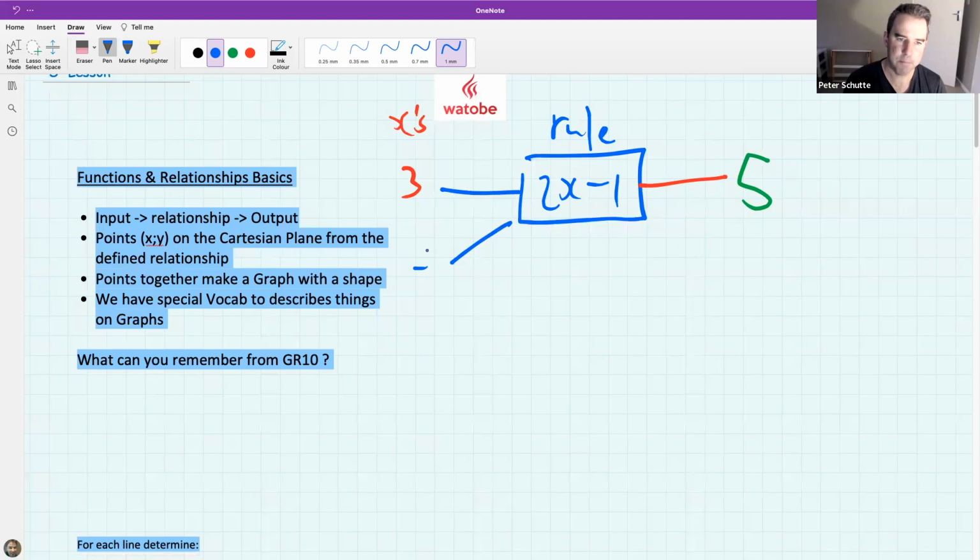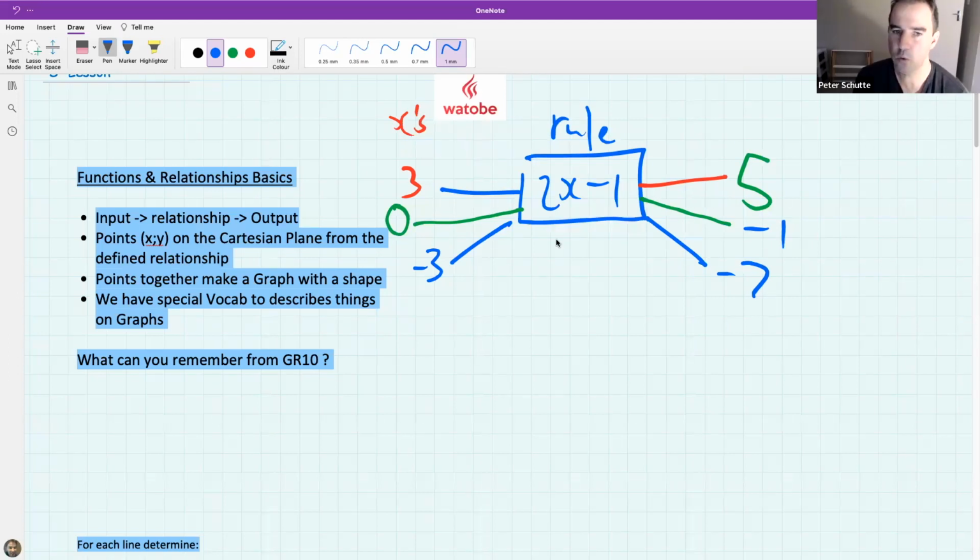What if I put minus 3 in the side? What comes out the other side? So 2 times minus 3 is minus 6. Minus 1 is minus 7. Okay, that's cool. What if I put 0 in the side? What will come out that side? So 2 times 0 is nothing. Minus 1 is minus 1.